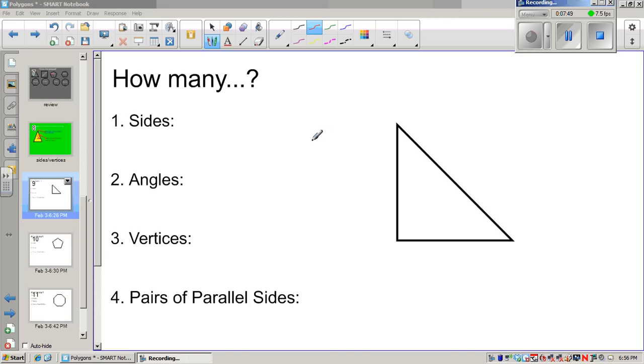So in these next slides, I'm going to give you a figure, and I'm going to have you pause the video and put in these different things. Make sure you can find them. And we might even start looking for a pattern with them. So go ahead and pause the video right now and fill out the sides, angles, vertices, and pairs of parallel sides.